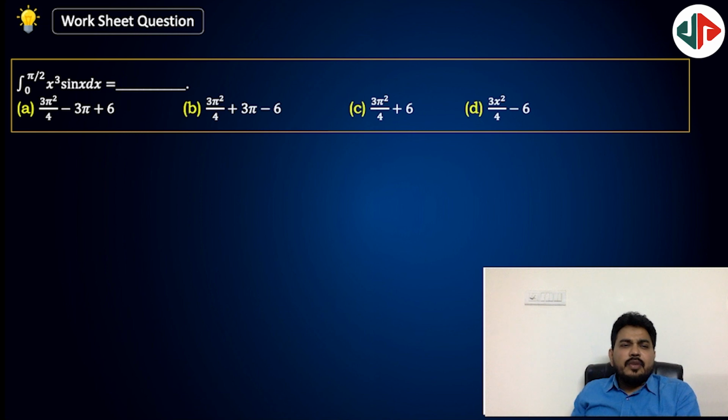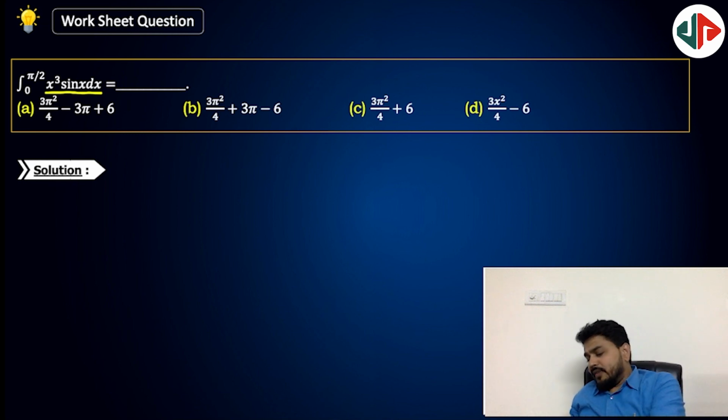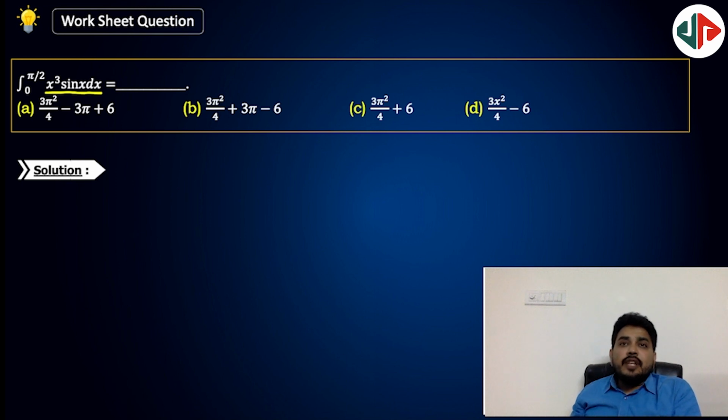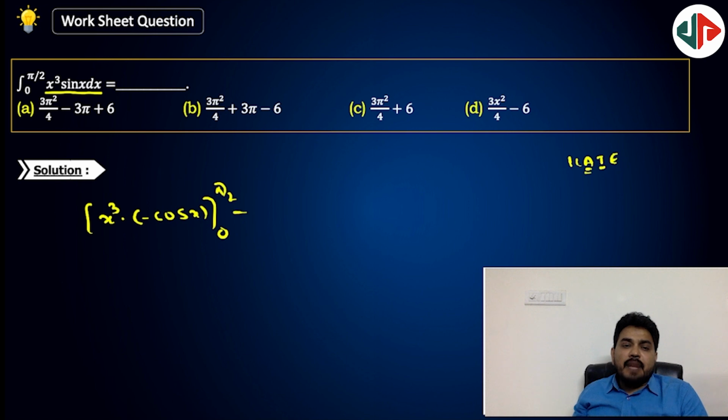Integral from 0 to pi by 2 of x cube sin x dx. You need to go for by parts. What will be the by parts priority? Which one do you need to take? Algebraic comes first before the trigonometric. So x cube is the first function into integral of sin x, which is minus cos x, over the limit 0 to pi by 2, minus the integral of 3x square into minus cos x dx from 0 to pi by 2.